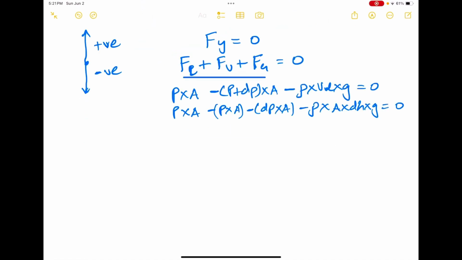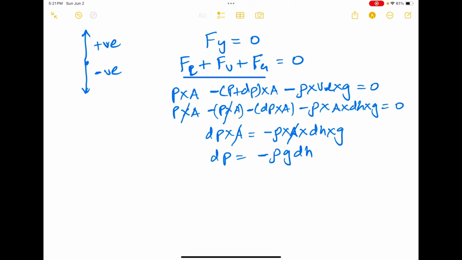Solving further, we cut out P times A, then we have dP times A is equal to minus rho times A times dh times g. We cut out A from both the sides, and then we have dP is equal to minus rho g dh. This is the hydrostatic equation.